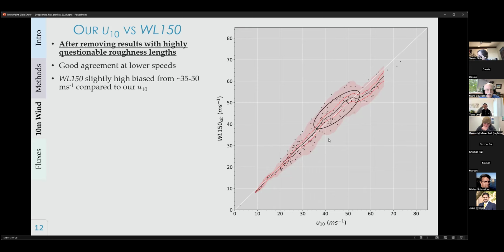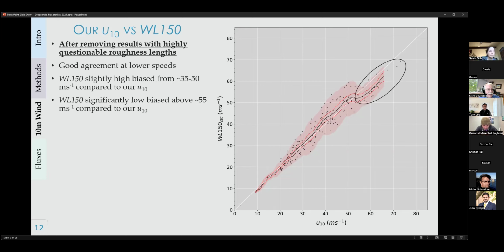But if we look from 35 to 50 meters per second, we can see that there's an overestimate in the NOAA observations, which is consistent with what I've been saying about the 10-meter winds under those conditions being too large with just the 10 meters above the surface definition. And if you go to really high wind speeds, we see that there's a low bias in NOAA's technique for getting those winds. And again, NOAA's technique was trained with very little data.